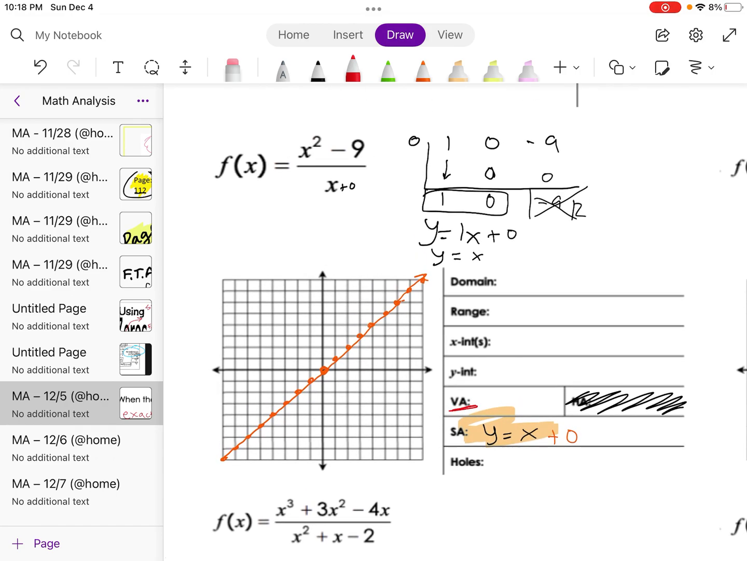Okay, so there's my slant asymptote. Let's do our vertical asymptote. Our vertical asymptote is whatever can't work on the bottom, so x can't be 0. So we're going to say x equals 0. Normally when we do our asymptotes, they're dotted lines. So I normally just go back with my eraser and just kind of go back and make it a dotted line.